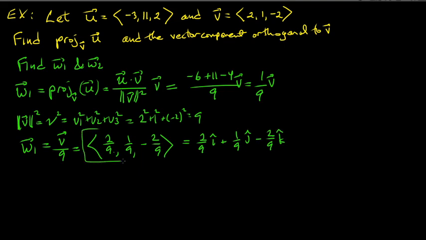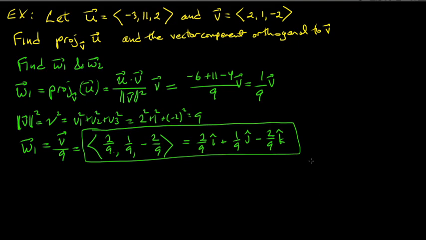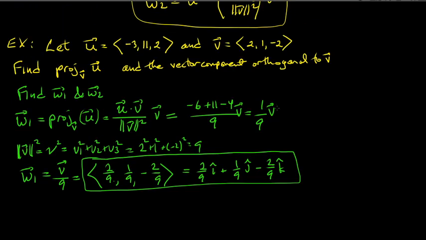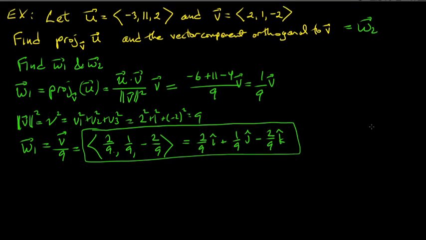Again, I'm not picky how you want to write your answer. Either way is fine, but it is a vector. I just almost forgot the v in the formula here. All right, well, that's w1. What about the vector component orthogonal to v? That's what we're calling w2. And in fact, that's the easy part, because w2 is just u minus w1.